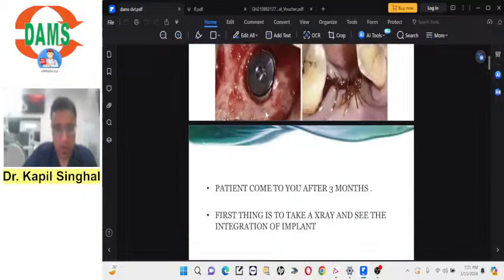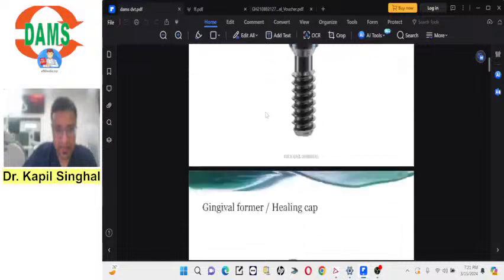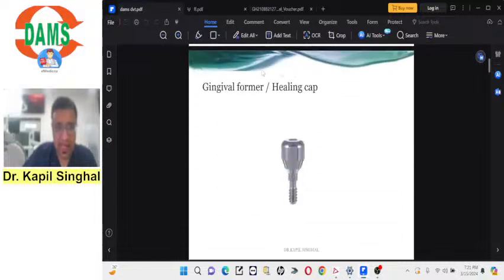Okay, now what? The next step is to choose a healing cap. Healing cap is also known as a gingival former. So now we will take our hex driver and put our healing cap, or gingival former, over the implant.